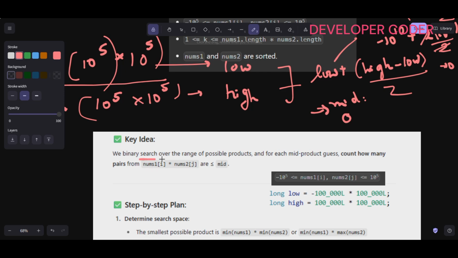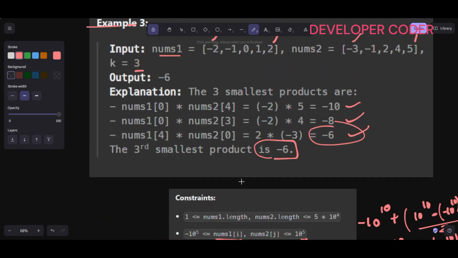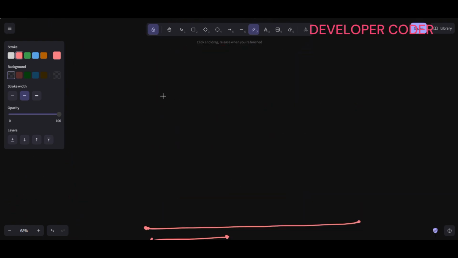Okay, so do a binary search on the range of possible products, and for each mid product, count how many pairs nums1 of i into nums2 of j are less than or equal to mid. Okay, so this is our binary search, right? So how binary search works, so let's say this is your low value. Okay, this is your high value. Okay, and now this is going to be your mid. Okay, so you apply the formula, you get some mid.